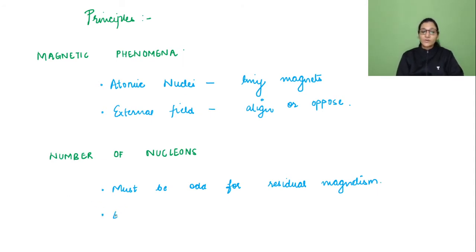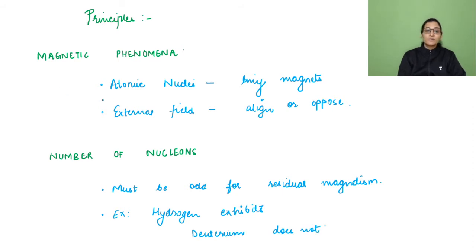Let us see one example to understand this. Talking about hydrogen: hydrogen exhibits magnetism, but deuterium does not. Right? So that was magnetic phenomena, then the number of nucleons.